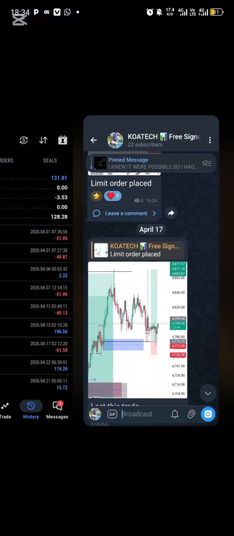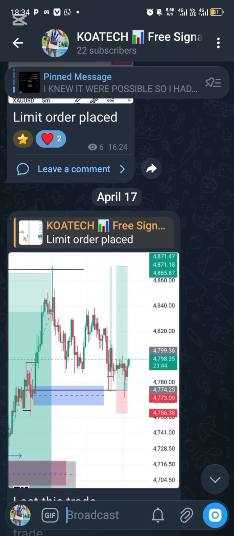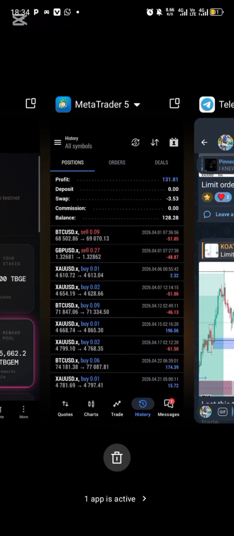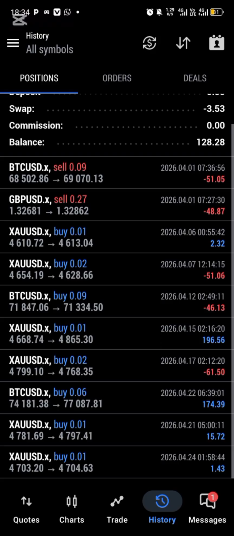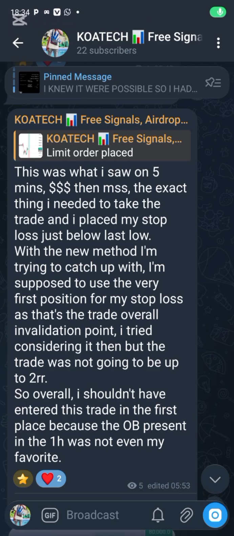Now let's go to trade number 8. Trade number 8, which happened to be a 1. It was a BTC buy. Now let's go to the trade. For trade number 7, look at what I wrote after trade number 7 hit SL. Look at what I wrote.